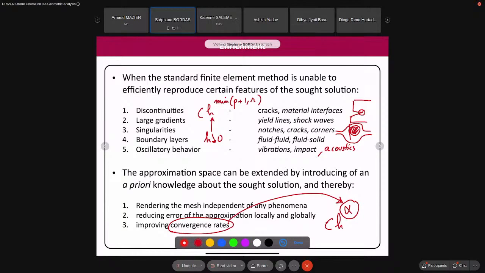So for instance, if you try to solve a problem, which you see sometimes in biomechanics, in certain conferences, you see people using point loads, and under the point load, you will have a logarithmic solution.